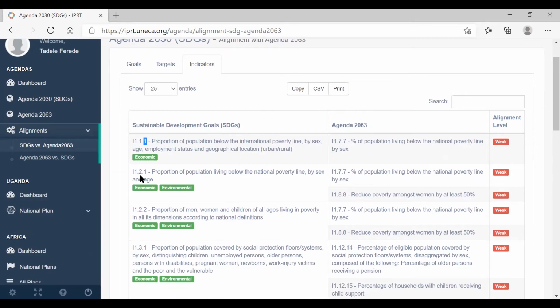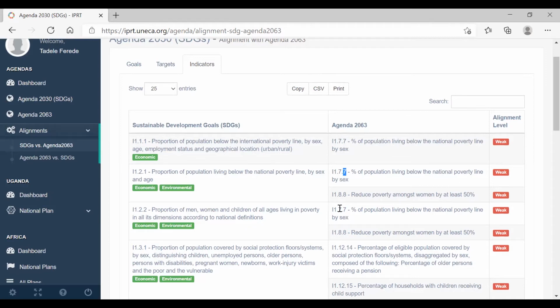The same holds true. This I 1.2.1, meaning that this is the first indicator of the second target for goal number 1 of SDGs. And this is weakly aligned with the seventh indicator of the seventh target of the first goal of Agenda 2063.